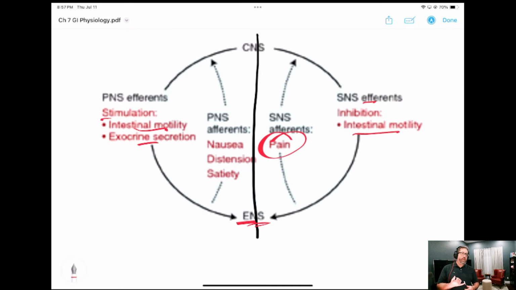The stuff coming from the pancreas, all the things that are secreted in the large intestine and the small intestine. All those things have to be stimulated by the parasympathetic nervous system.